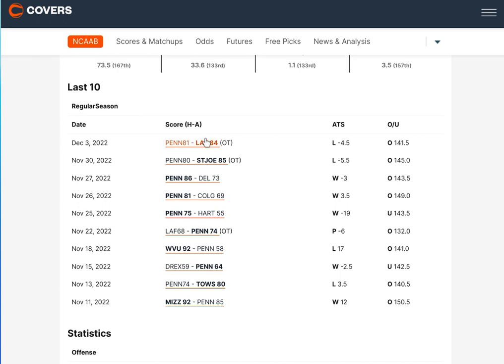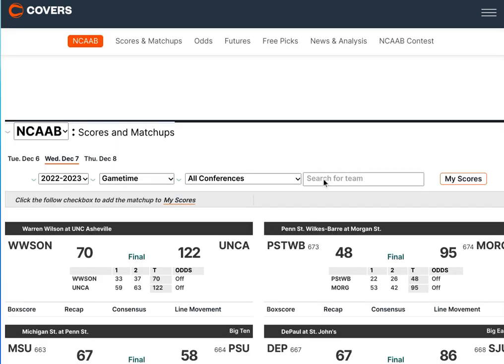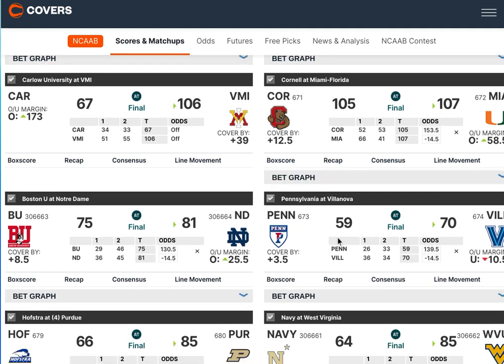But if you go back here and look at the recent form, so we'll do the same thing here. 14.5. Covered, covered, covered, covered, covered, covered, didn't cover, covered, didn't cover. So 8 out of the last 10 games, if you add 14.5 to their line, they covered. And then, of course, the game in question, boom, they covered that one.